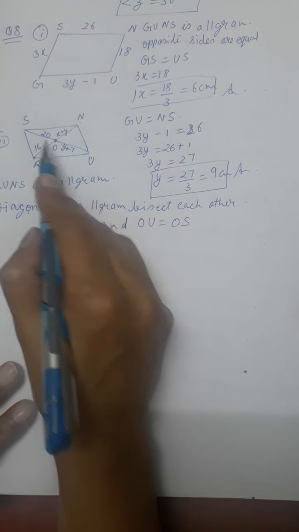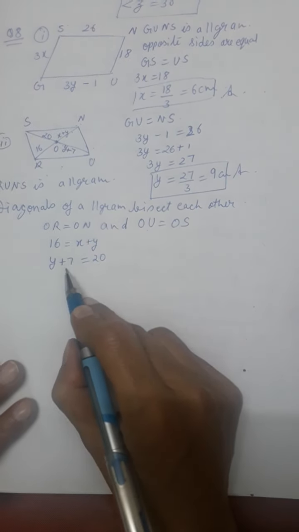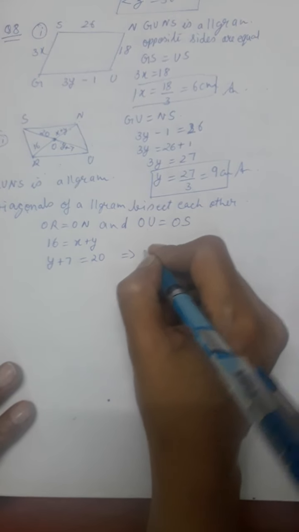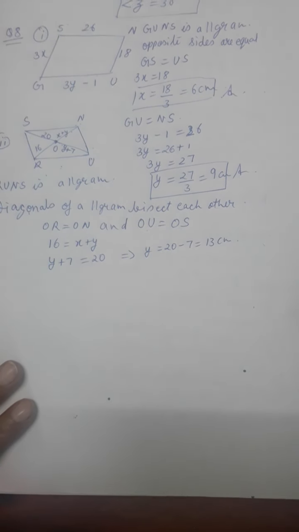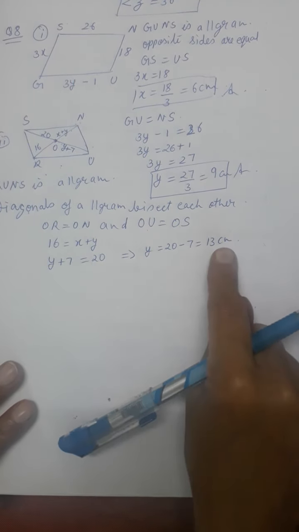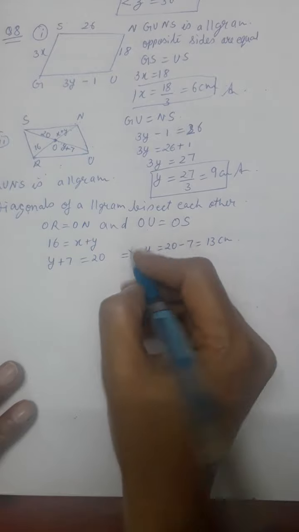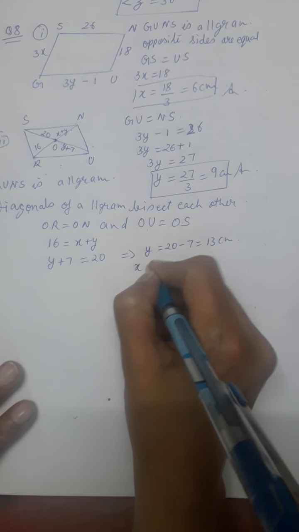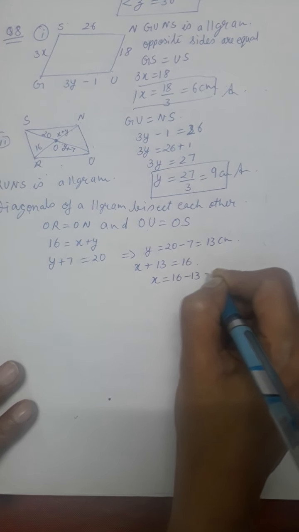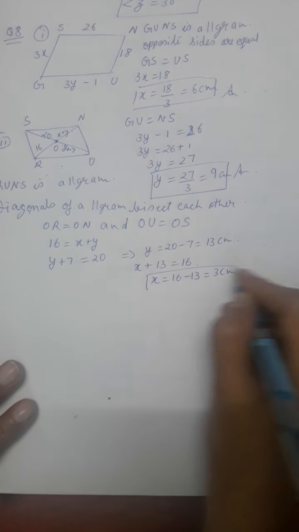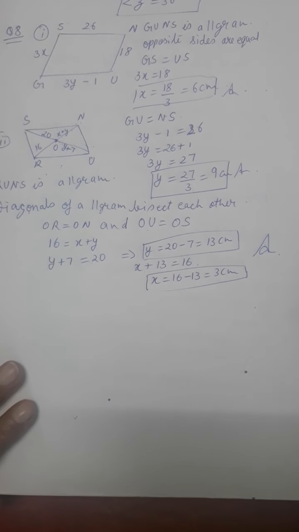Similarly OU is equal to OS. What is the value of OU? y plus 7 equals 20. Now when y plus 7 equals 20, we can find out the value of y, which is equal to 20 minus 7, that is 13 centimeter. Now this value of y equals 13 centimeter, we can substitute here. In place of y we can put 13 and we can find out the value of x. So x plus 13 will be equal to 16. So x will be equal to 16 minus 13, that is 3 centimeter. So we have got the value of x and y. This is the answer. Okay.